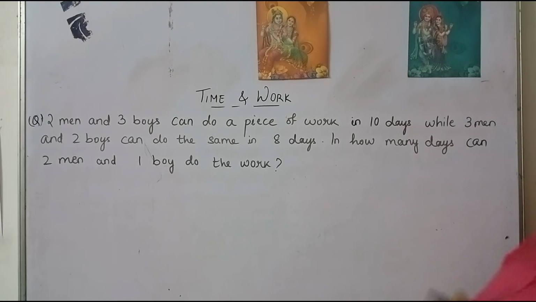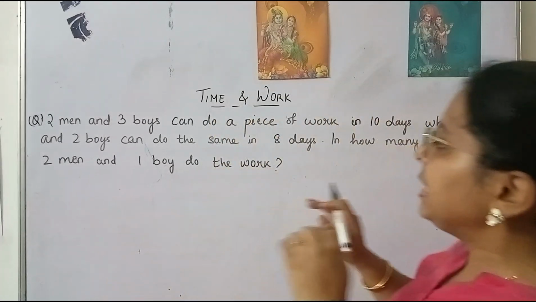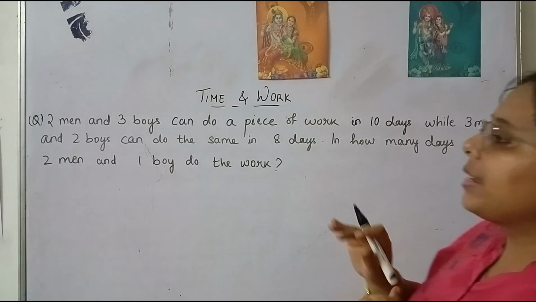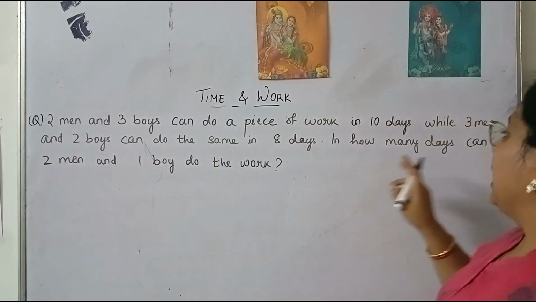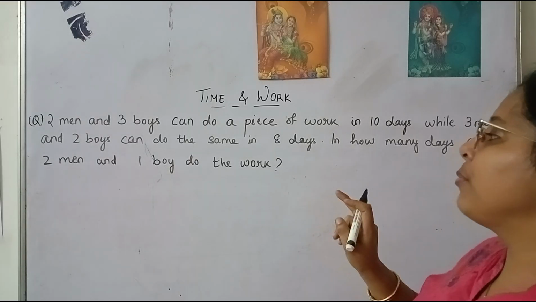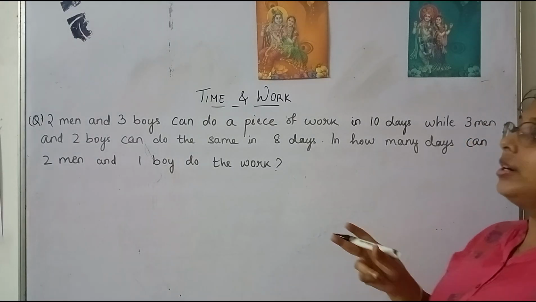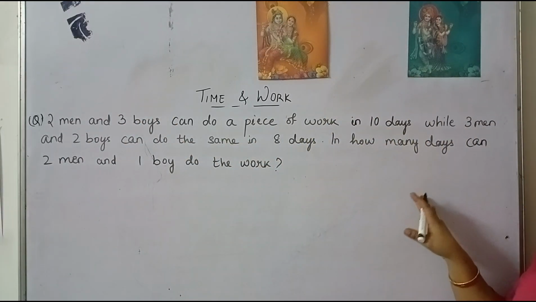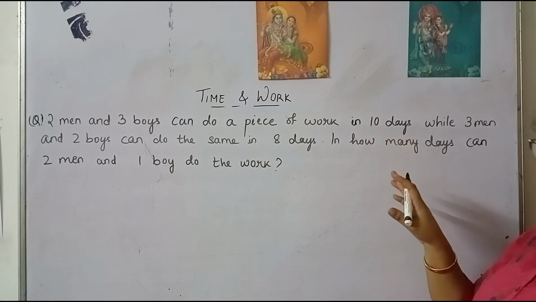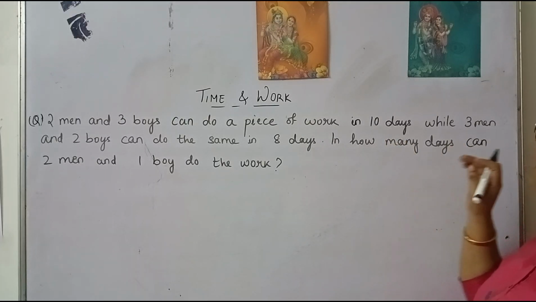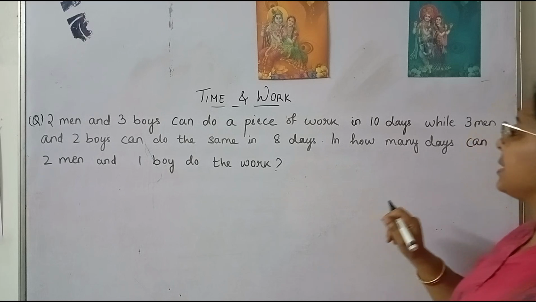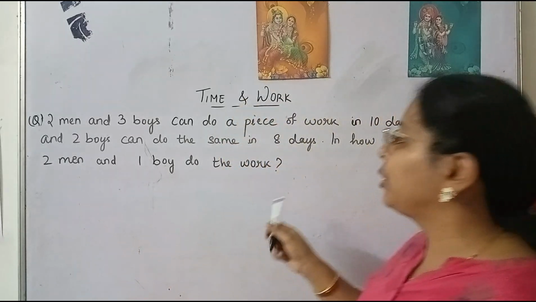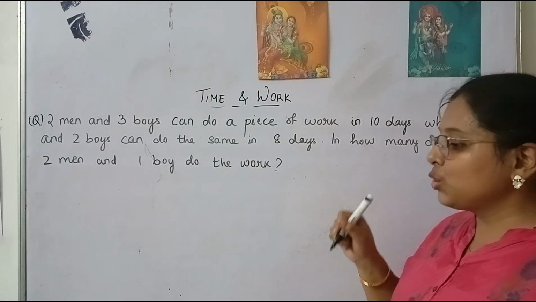Okay, so time and work's next question is: 2 men and 3 boys can do a piece of work in 10 days, while 3 men and 2 boys can do the same in 8 days. In how many days can 2 men and 1 boy do the work? Here, 2 men and 3 boys' work is given, and how many days they will take to complete. Again, another pair is given: 3 men and 2 boys will do it in 8 days. Our question is to find how many days will be taken by 2 men and 1 boy to do the work. So how to solve this question?